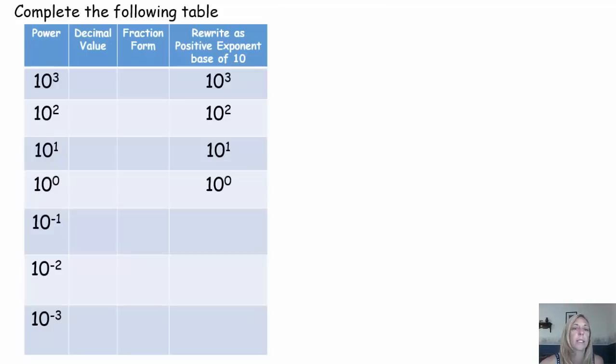If we look at the first one, it's pretty simple because what we've done is we've taken 10 to the third. We've already written it as a positive exponent because it's already in that form. But let's go ahead and write it as a decimal value. Remember, 10 to the third is 10 times 10 times 10. And we know 10 times 10 times 10 is actually 1,000. Notice the 3 zeros here in 1,000 match up with the 3 zeros here in the 10 times 10 times 10. So now for the decimal value, I'm going to write 1,000.